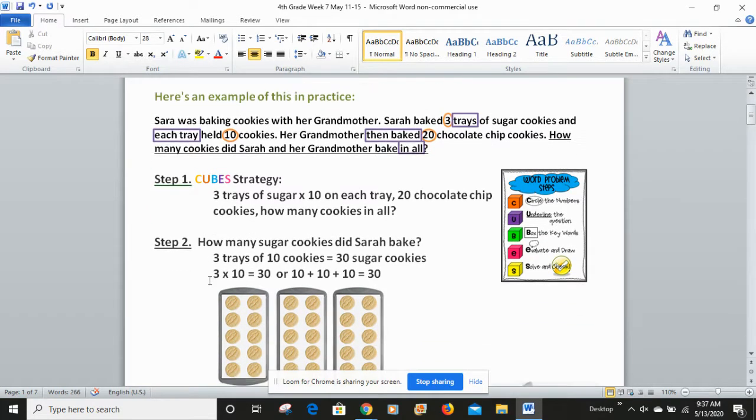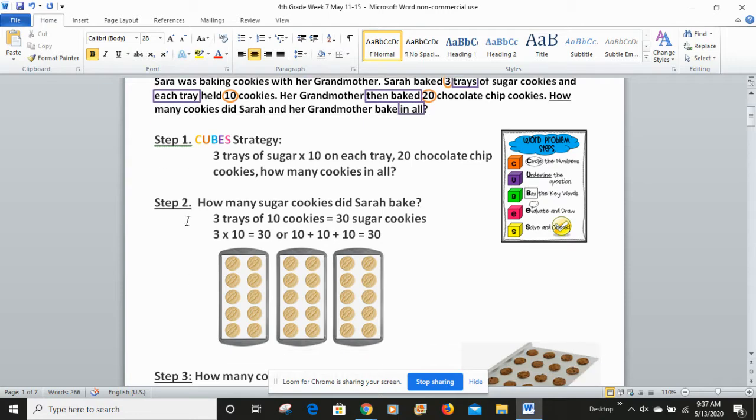So I drew a little picture. I drew a picture of what Sarah baked. She baked 3 trays. So here's 1 tray, 2 trays, 3 trays. And on each tray, there's 10 cookies. So that is either a multiplication question, or I can use repeated addition, and I come up with 30 cookies.